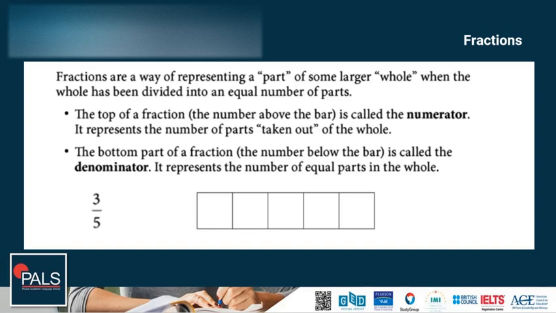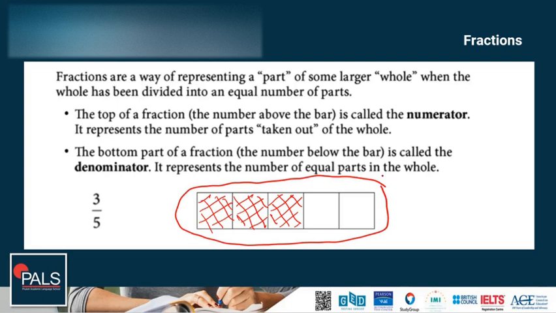For example, the fraction 3 over 5 represents 3 parts of a whole that has been divided into 5 parts. The numerator is 3 and the denominator is 5. This figure represents the fraction 3 over 5.